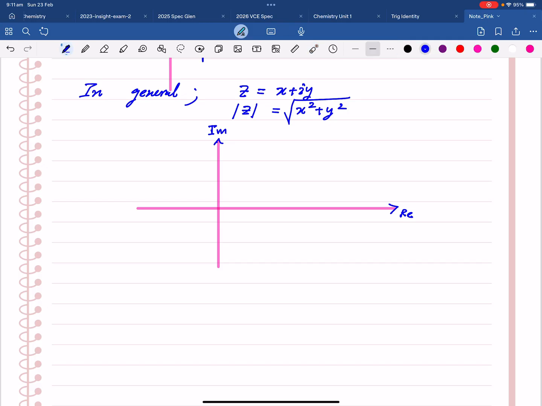So for simplicity, I'm going to take this point over here, and for this coordinate I'm going to take x and y. You can take any point. Then this is the complex number, right? What is the distance here? Same one. Now, next one.